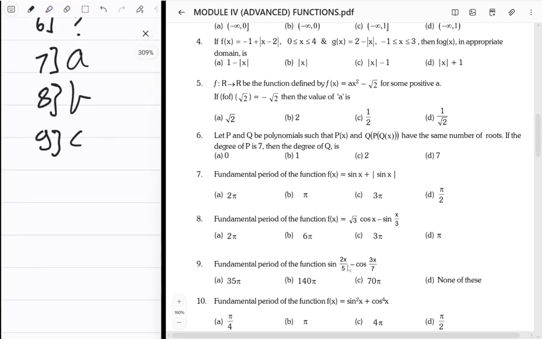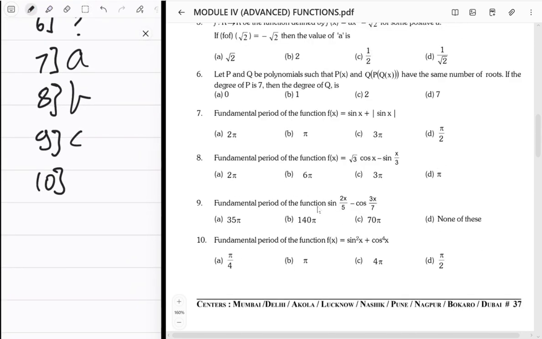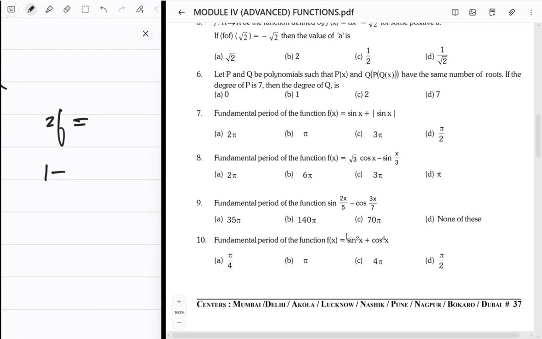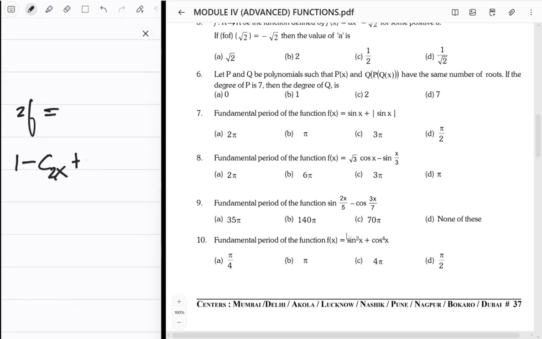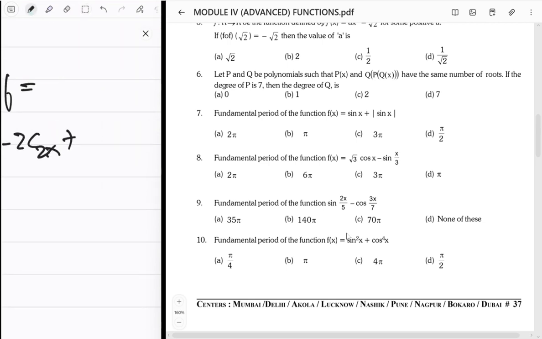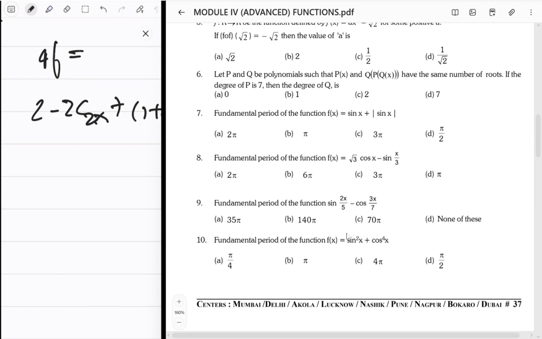10. Fundamental period of the function sine squared of x plus cosine power 4 of x. What is this? Okay, the fundamental period of this guy. Just do 1 upon 2 and 2, you get the thing. So 2f is basically equal to 1 minus cosine of 2x plus 2 cosines. Oh god, we should probably do 4 cos that will be better. So 4f is equal to 2 minus 2 cosine of 2x plus 1 plus cosine of 2x to the power of 2 basically.